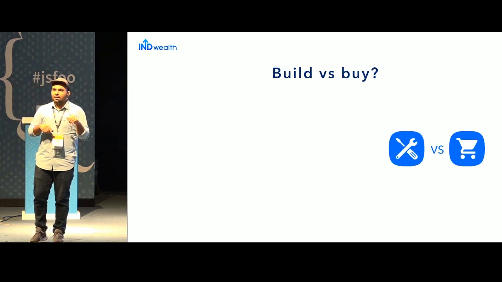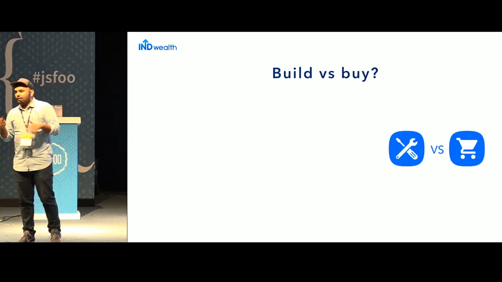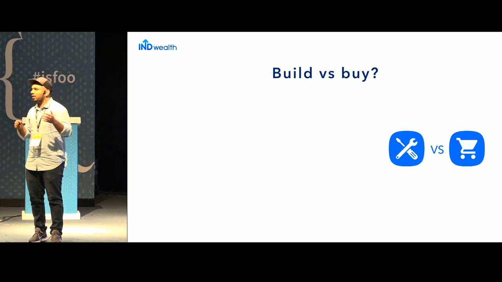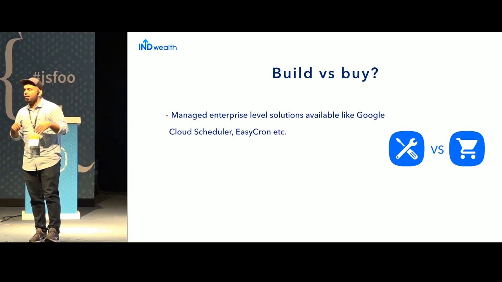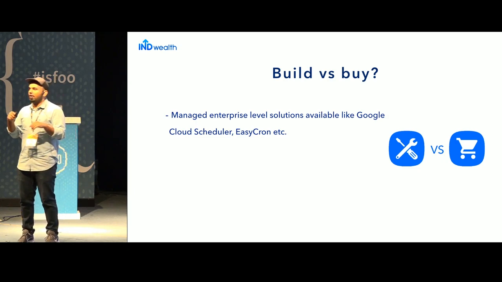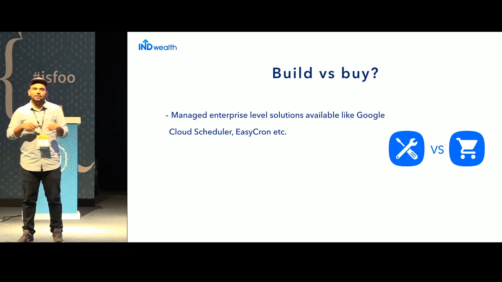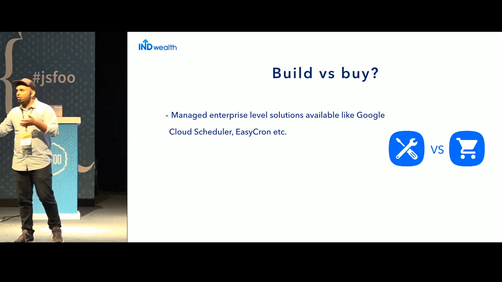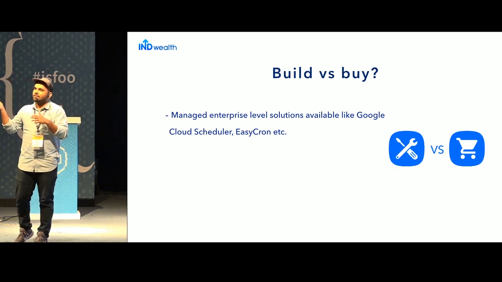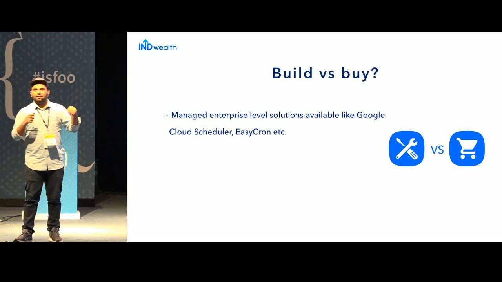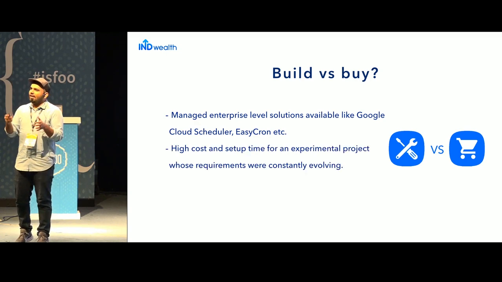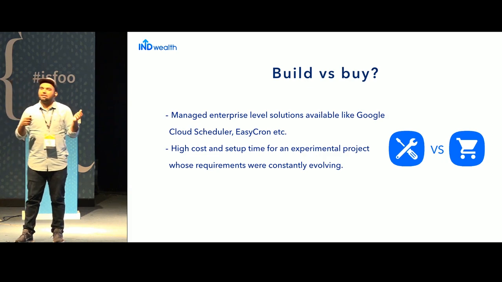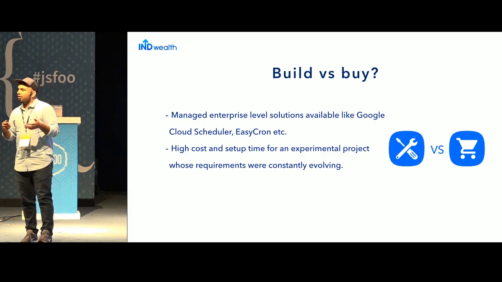So let's move on. The first thing that we did was evaluate the good old build versus buy problem. There are enterprise level solutions like Google Cloud Scheduler, Easy Cron. We also have scheduler lambdas nowadays, right? We could probably use something that is already built and save us from all the headaches that we are trying to solve by building this. But we realized that the high cost in setup time for some of these systems was way too much of an opportunity cost for us.